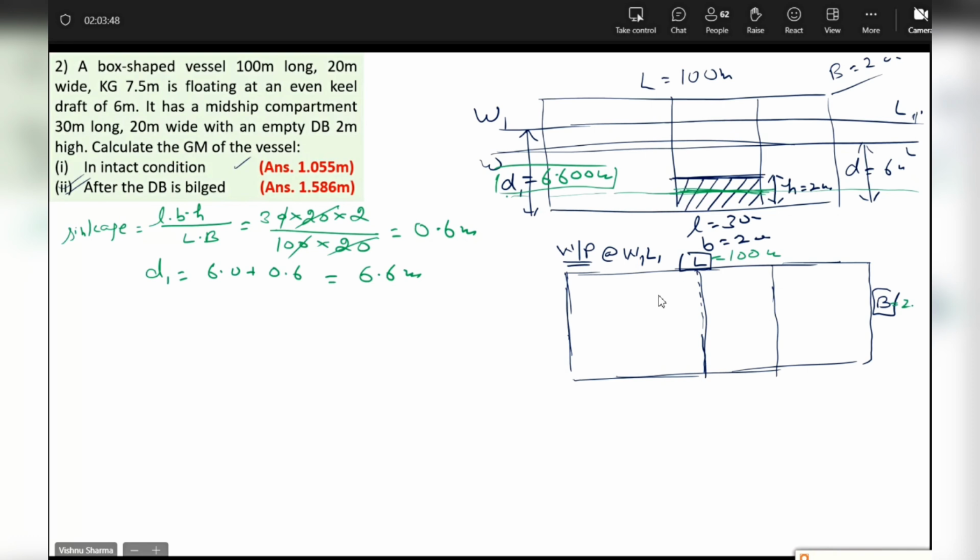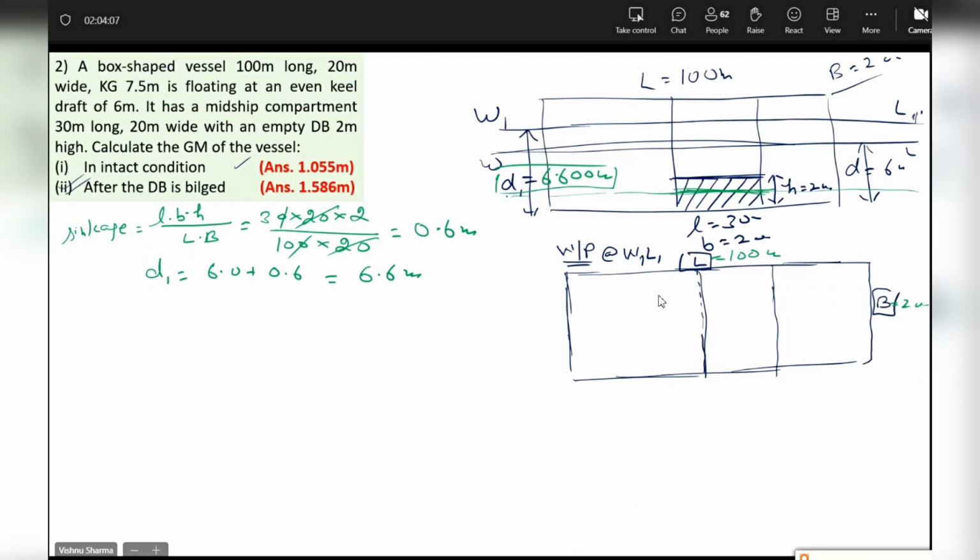If there is any doubt, tell me so that I can continue. So in this case, KB will not be D1 by 2. It has to be calculated by principle of moments.